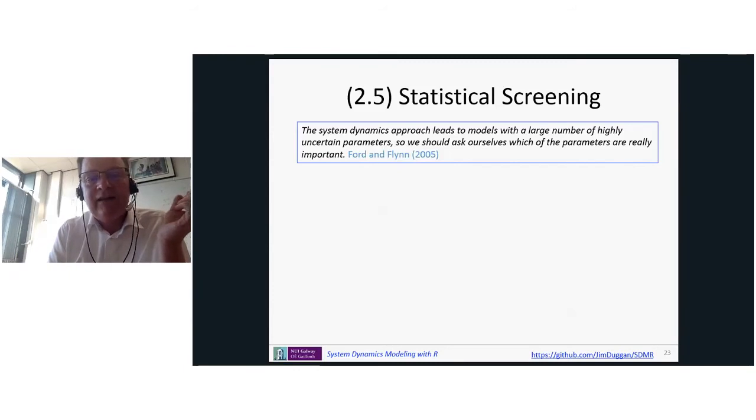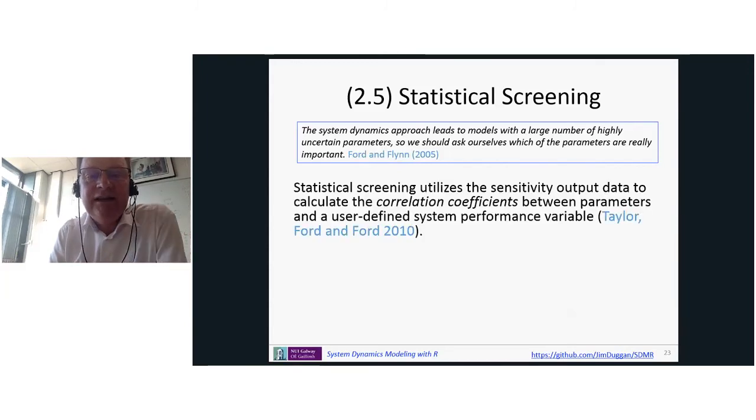If we want to ask ourselves which parameters are really important, as in Ford and Flynn from 2005, we can use statistical screening to calculate the correlation coefficients between parameters and a defined performance variable, the variable of interest. We can do this with the model in R, but we could also do it in a post-processing way.